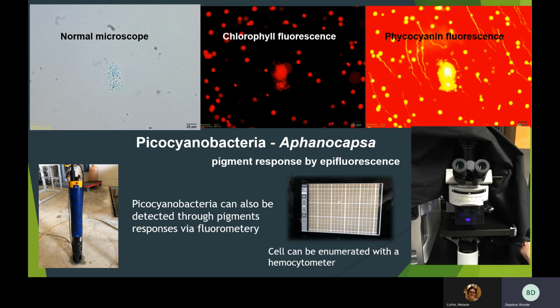So seeing the pico is really difficult without these pigments, the chlorophyll and phycocyanin fluorescence, but we can enumerate them using something called a hemocytometer, which is basically a counting chamber for blood cells. So they're kind of at that caliber of being very tiny, but we can still enumerate them. It's just hard to determine if they're cyanobacteria or not. So using the fluorescence signal can really help you figure out which one it is.